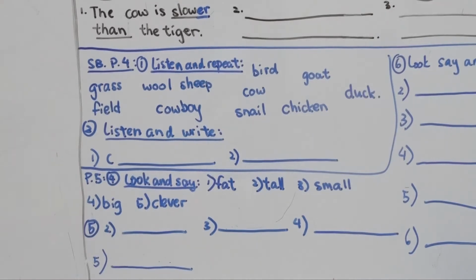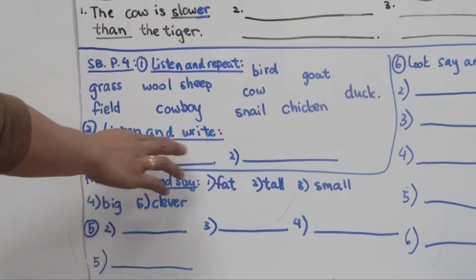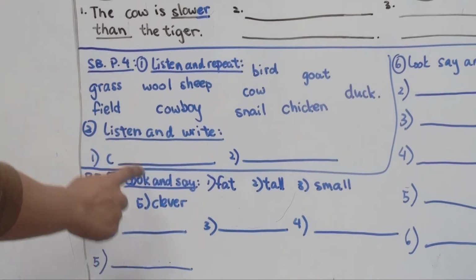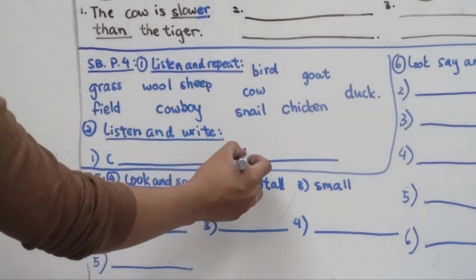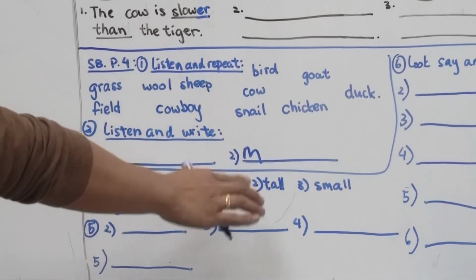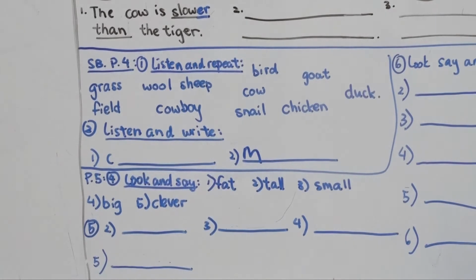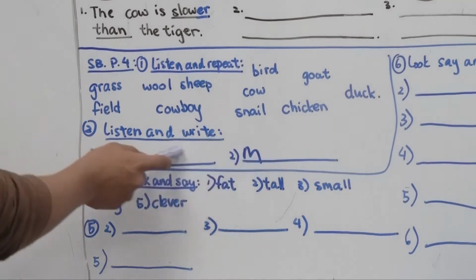Okay, so now let's move on to the second part where we listen and write, okay? We have some words over here. We have to fill in the blanks. They gave us some letters, right? C for something, M for something. So let's listen carefully and then write down the words we can hear from them, all right?